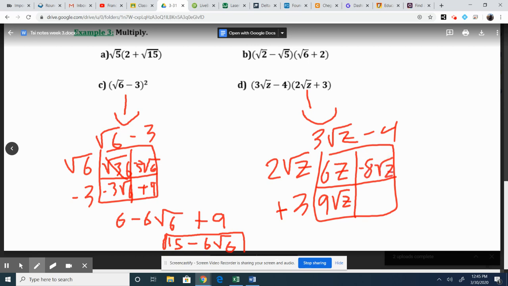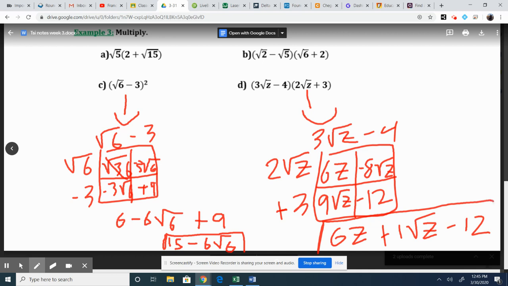And then we have 3 times negative 4, which is negative 12. So again, we're just going to simplify as much as we can. We're going to have 6z by itself. And then we're going to have 9 minus 8 because we have like terms. So that would be plus 1z minus 12. And that would be our answer.